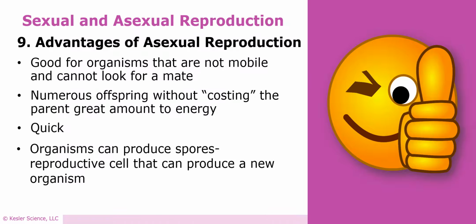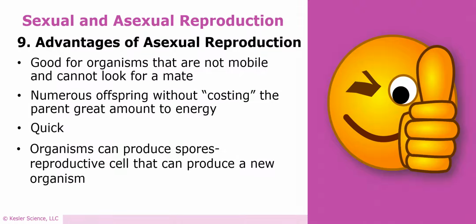Mitosis has some advantages. One advantage is that mitosis is great for organisms that are not mobile and cannot look for a mate. So mushrooms, they just sit there. They can't go look for mates. Strawberry plants, potato plants, they can also reproduce asexually, and it's great. Strawberries have what are called runners, and if you have one potato and you leave it in the ground, the next year you'll get a new potato plant. They just clone themselves. So asexual reproduction is great if the organism cannot go find a mate.